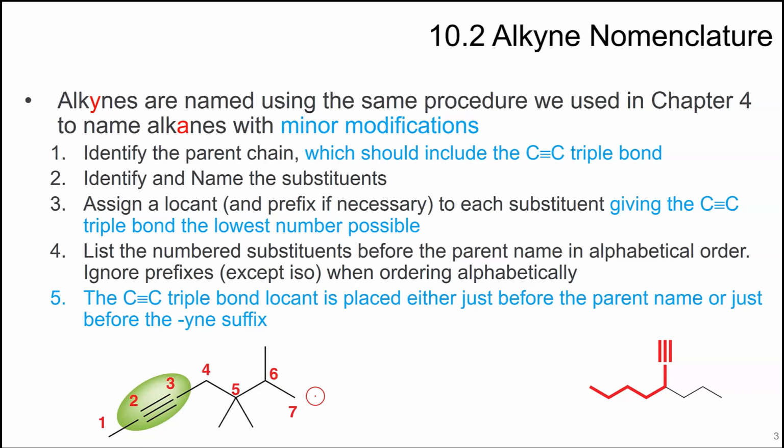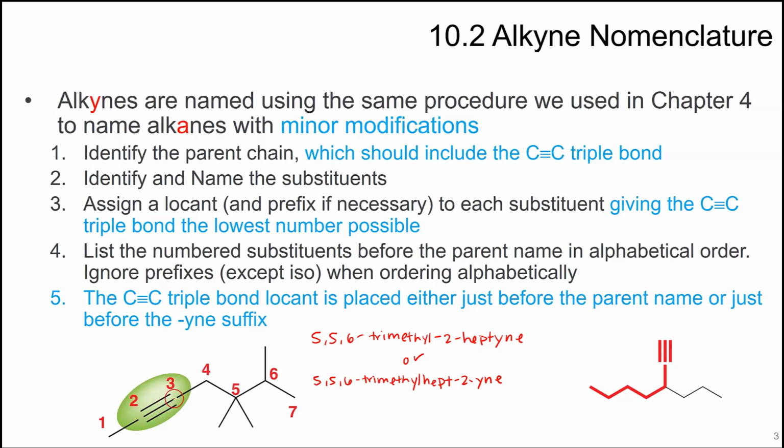We're looking at the parent here. This is already numbered for us. So this would be a heptyne. And there's two methyl groups here and there. So we can have 5, 6 trimethyl, 2 heptyne, or you would have 5, 6 trimethyl hept-2-yne.